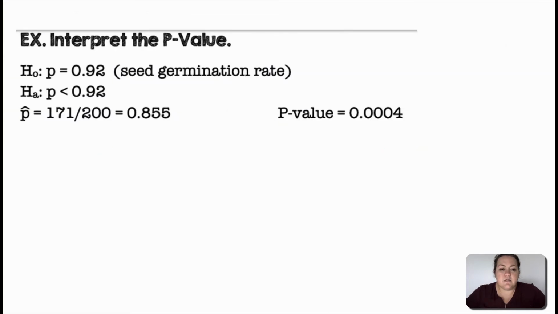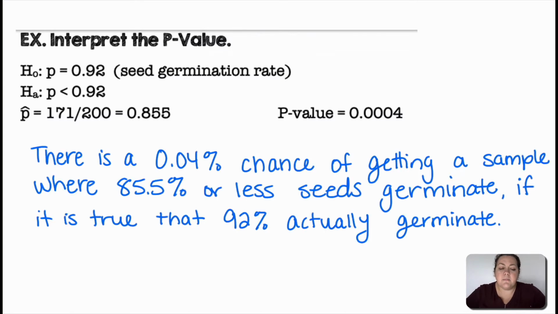All right, so let's do some examples. If our null hypothesis is p equals 0.92, and this is the seed germination rate, our alternative is that p is less than 0.92. Our sample statistic is p-hat is 0.855, and our p-value that we got was 0.0004, so that's a pretty small p-value. So there is a 0.04%. I changed it from a decimal to a percentage by moving it over 2 places. So there's a 0.04% chance of getting a sample where 85.5% or less seeds germinate if it is true that 92% actually germinate.